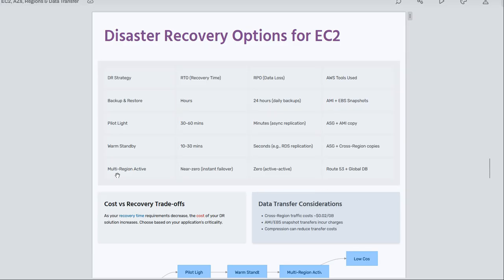So multi-region active. These others are not active, but this one is multi-region active. So the recovery time objective is near zero, right? And the RPO, recovery point objective, you get nearly zero data loss. And then you have to use Route 53 plus global DB replication.